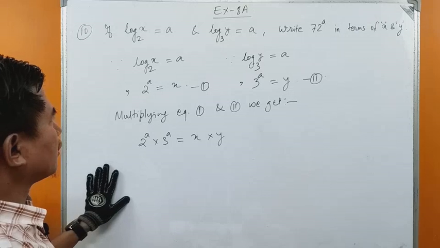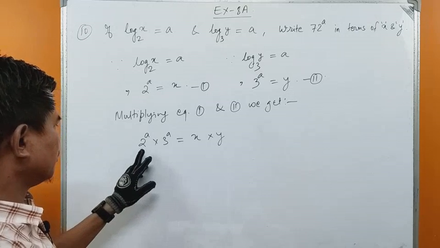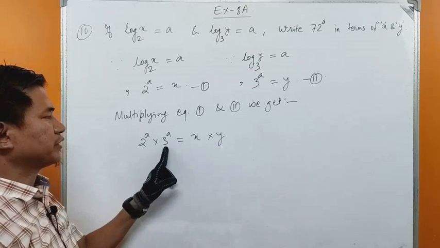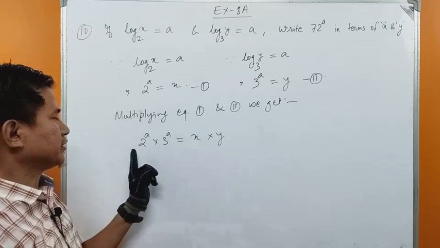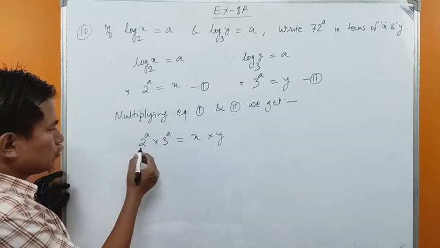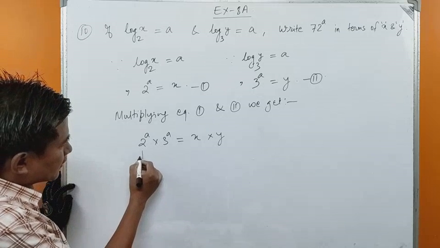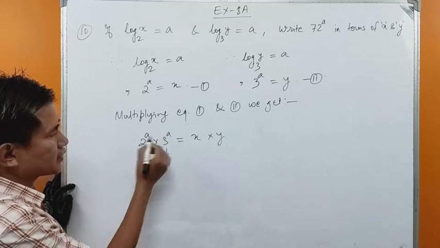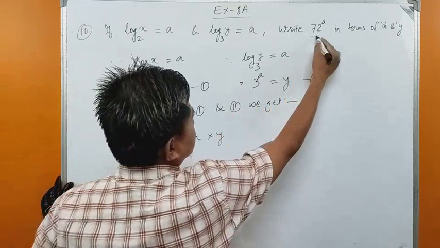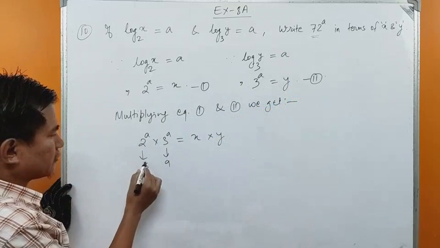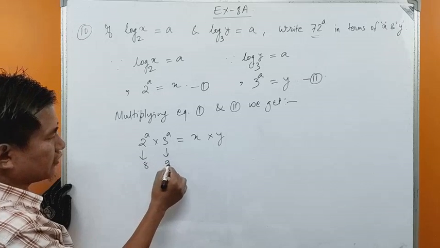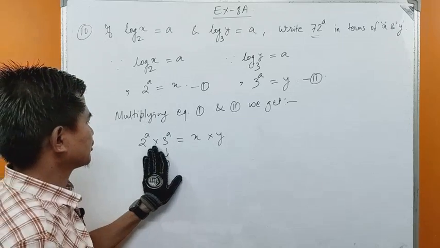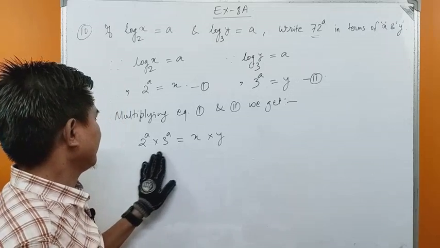So what we do now is we need 72, isn't it? So first we must think that something into something must give us 72. So we have 2 and 3. 2 can be made 8 and 3 can be made 9. So 8 nines are 72. We need 72 here, isn't it? So 2 can be converted to 8 and 3 can be converted to 9. So 8 into 9 gives us 72. I hope you got my idea.